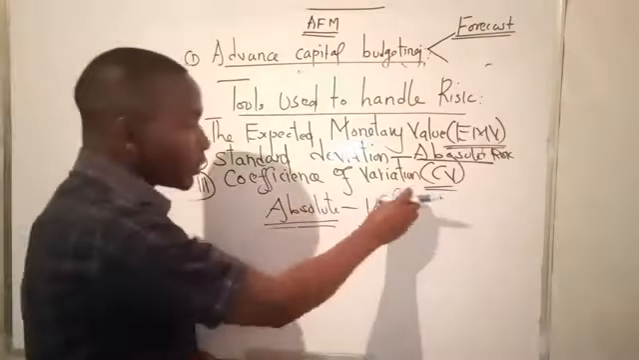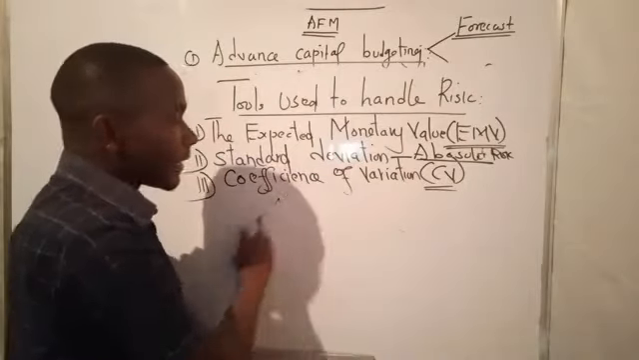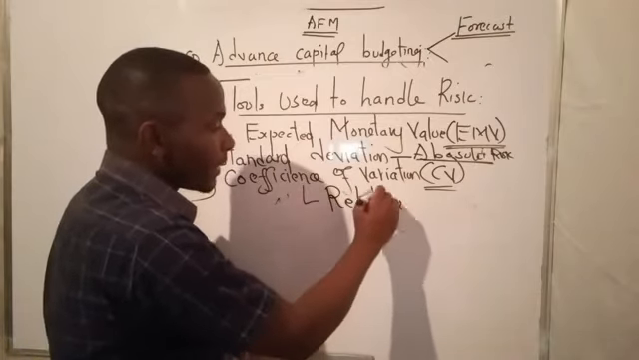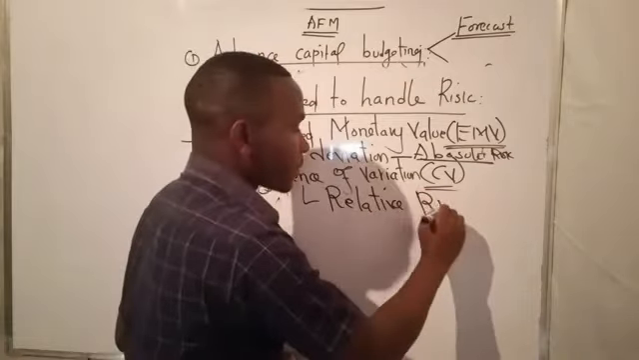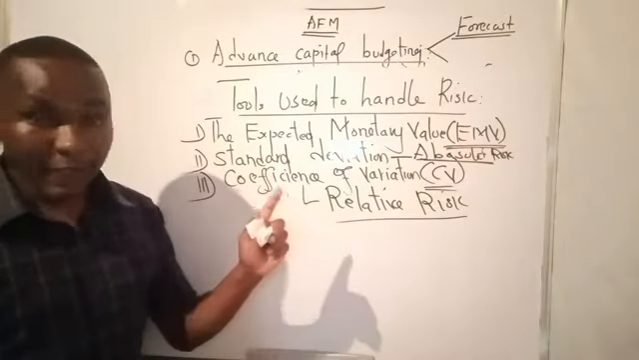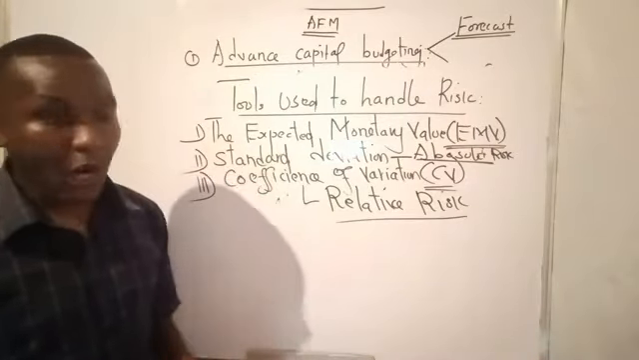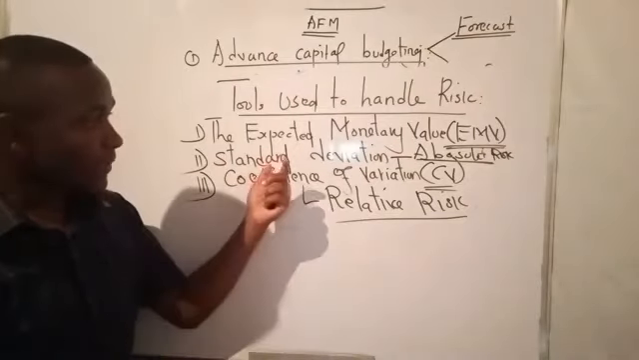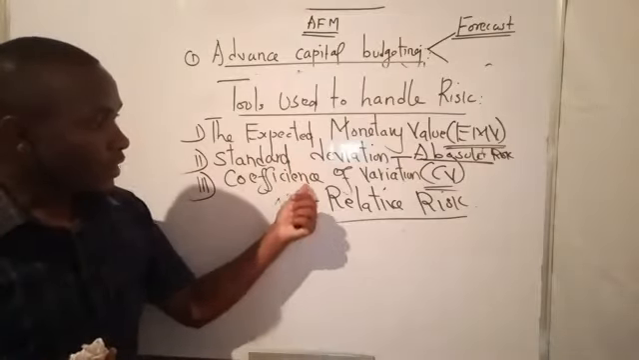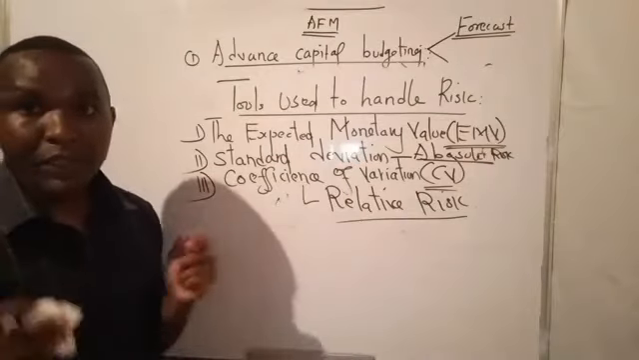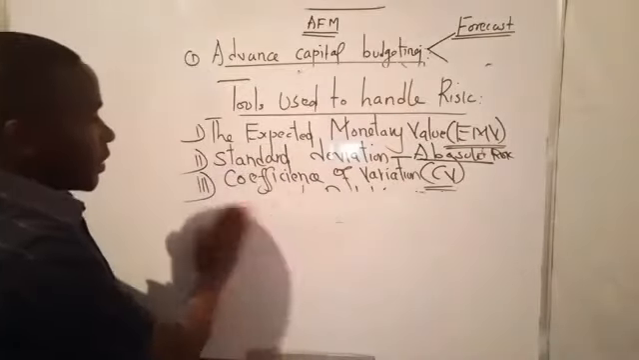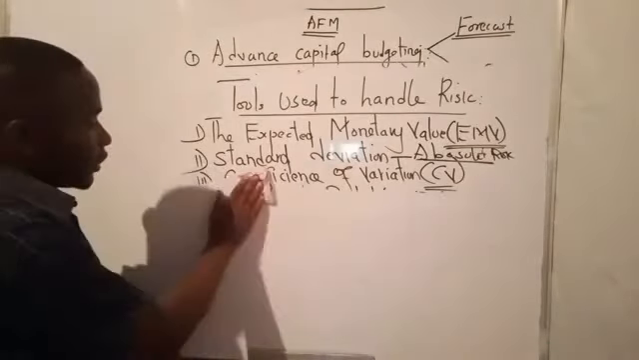But coefficient of variation uses what? A relative measure. So it is used to measure the relative risk. The relative risk is not 100% sure. So you need to understand that standard deviation measures absolute risk and coefficient of variation measures relative risk. So we have the illustration.